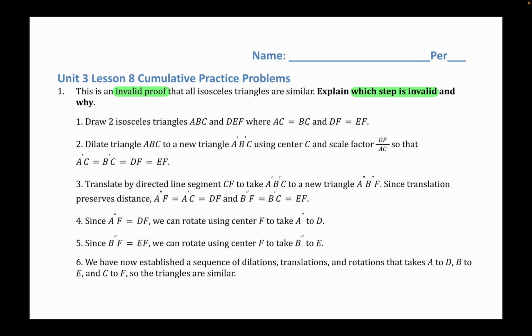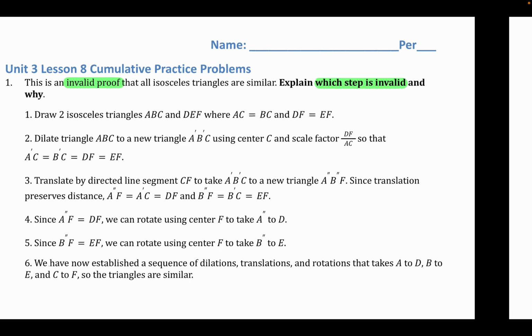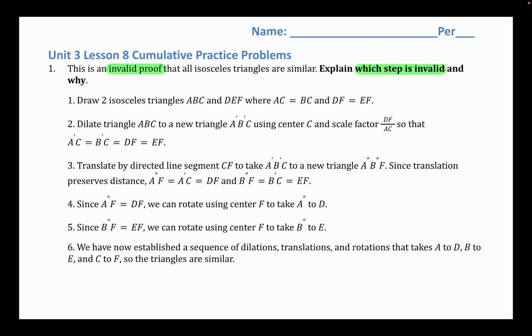So first off, they say draw two isosceles triangles ABC and DEF, where AC is BC and DF is EF. All right, I'm going to sketch this along with them just because I can. So AC and BC. And then I'll draw another triangle here where we have F at the top, DF, and EF.